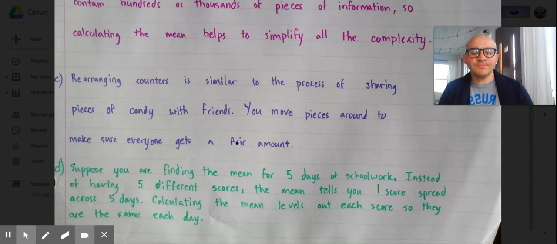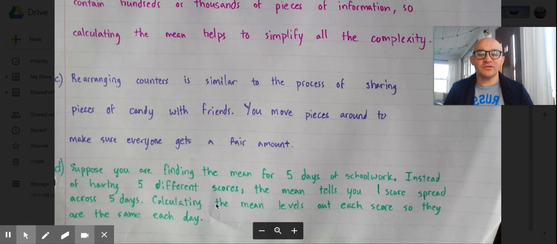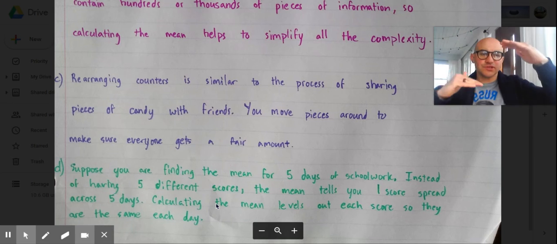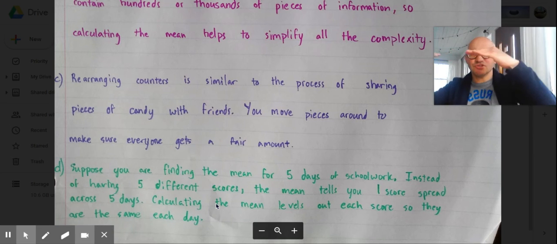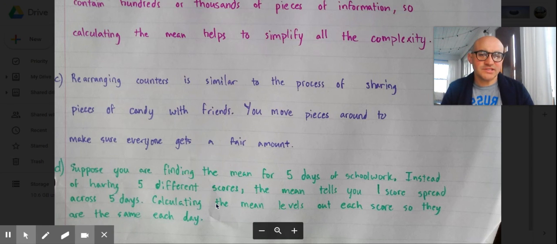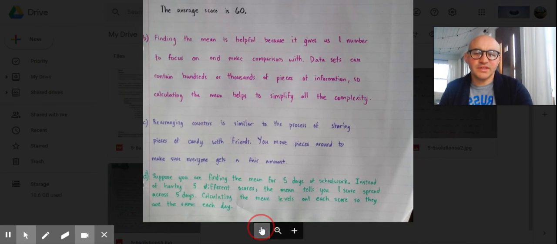And so the process of finding the mean levels everything out, so that in our brains we can think of all of those scores that go up and down from one day to the next as everything having a nice level amount each day. And that's just a lot easier of a concept for us to understand. So that's really just asking us to explain what the purpose is behind calculating the mean and why it's so valuable.